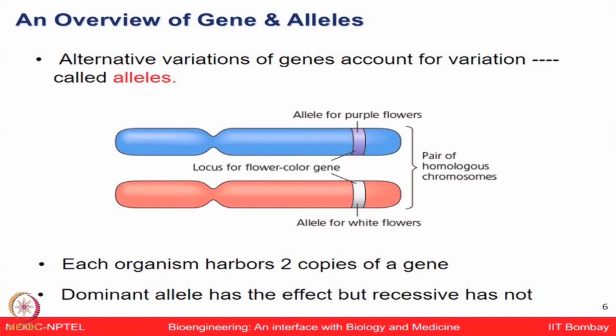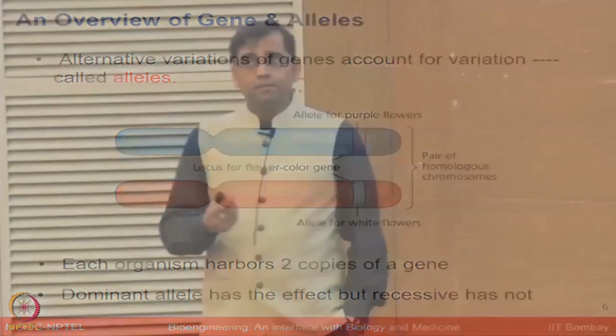As you can see here, the alternative variations of these genes are known as alleles. For the purple flower on this chromosome or the white flower here, these are the pair of homologous chromosomes. Each organism harbors two copies of a given gene. A dominant allele has the effect, but a recessive allele does not show an effect.